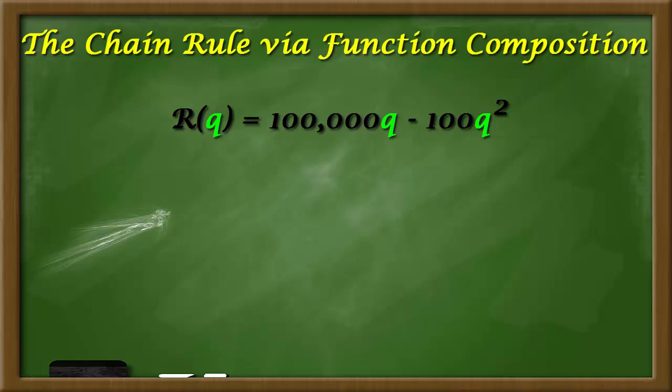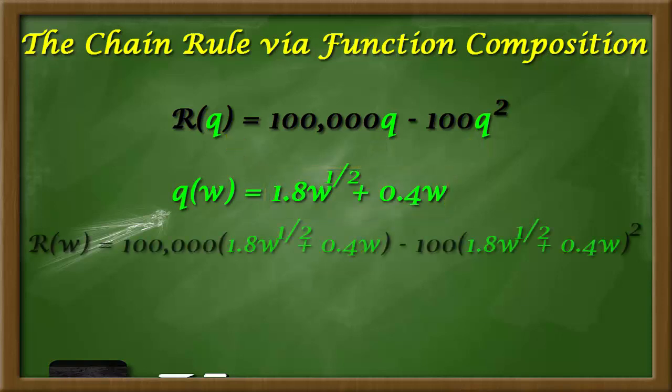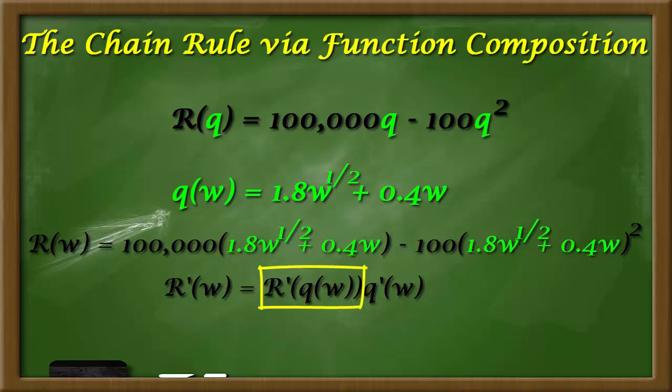An alternative way to motivate the chain rule is through function composition. We can create R of W, giving revenue as a function of W, by composing R of Q with Q of W. By the chain rule, the derivative is R prime of W equals R prime of Q of W times Q prime of W. Actually, this is the same thing as dR/dQ times dQ/dW after Q of W is plugged into dR/dQ. When W equals 100, R prime of 100 is $43,316.